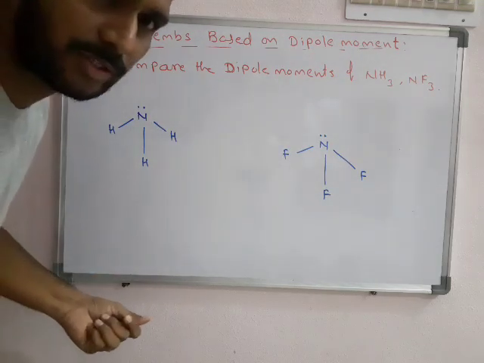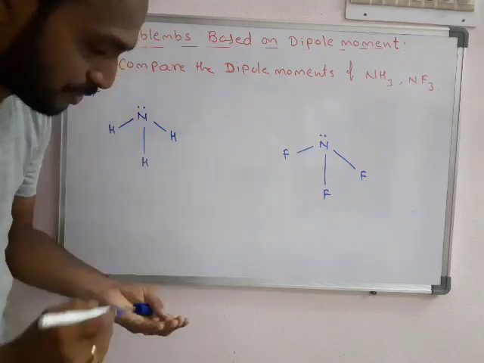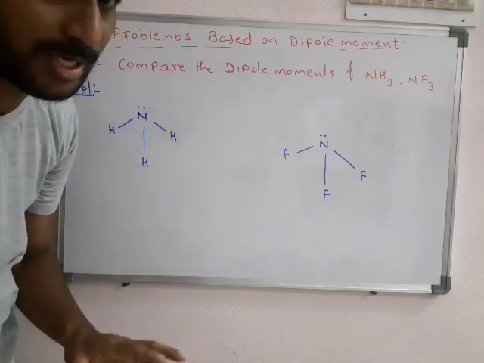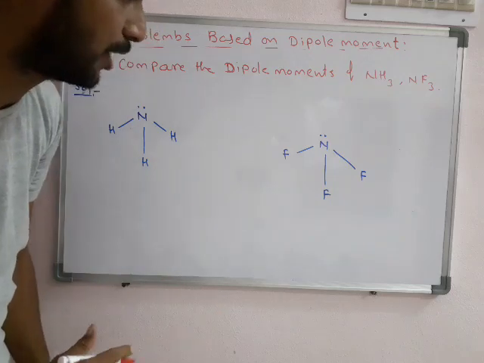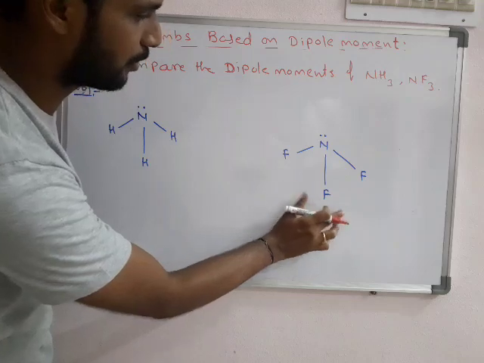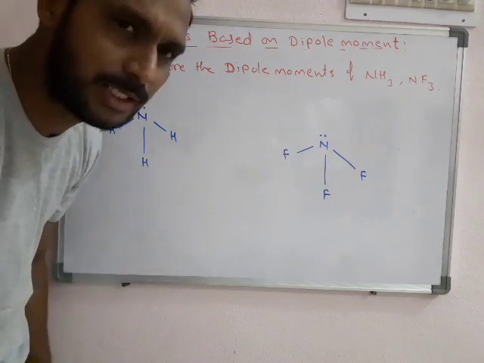So here is the NH3 NF3 comparison. Actually both have the same type of structure, the same type of geometry, the same type of geometrical shape. Okay, NH3 and NF3. What is the shape of these molecules? The shape is called pyramidal.